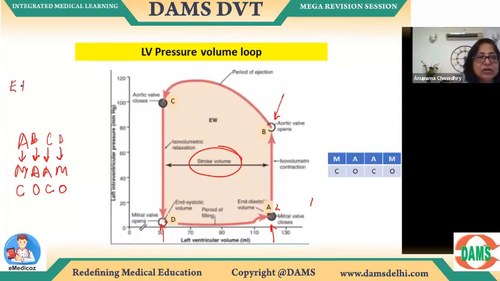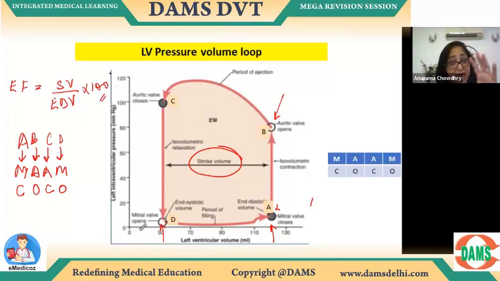And what is the ejection fraction? Stroke volume, that is from the width of the loop, divided by the end diastolic volume. In case you want it in a percentage, then multiply this by 100. This is your ejection fraction. You have got a question where you were asked to calculate the ejection fraction.